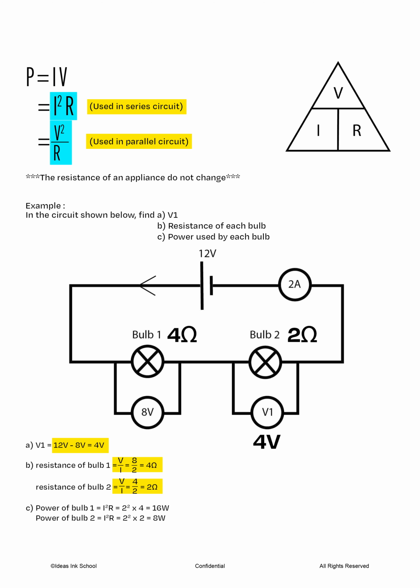Finally, let's calculate the power of each bulb. We can apply the new power formula that is specific to a series circuit. To find the power of bulb 1, we will square the current of 2 amperes and multiply it by its resistance of 4 ohms. And to find the power of bulb 2, we will square the same current of 2 amperes and multiply it by its resistance of 2 ohms. If we did the above correctly, bulb 1 and 2's power will be 16 watts and 8 watts respectively.